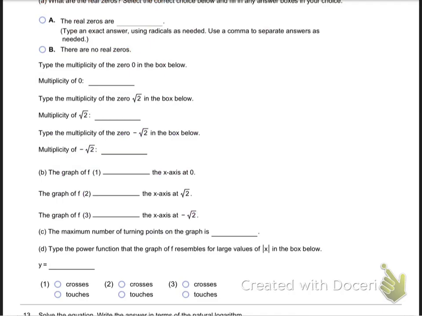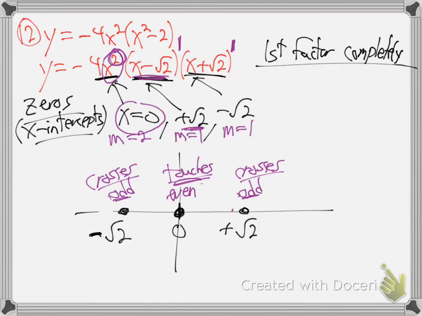Okay, so now the rest of the questions, we're on part C now. The maximum number of turning points. So we had a formula for that. I'll put it over here. Max number of TP, turning points, is the degree, which is the highest power, minus 1.